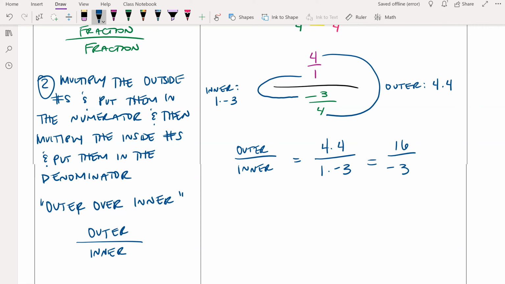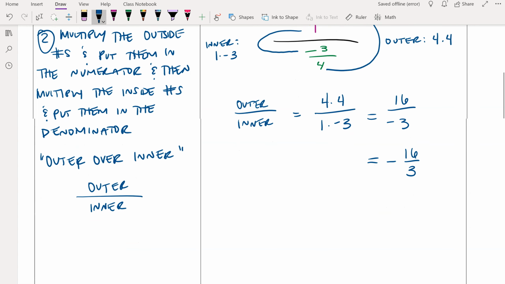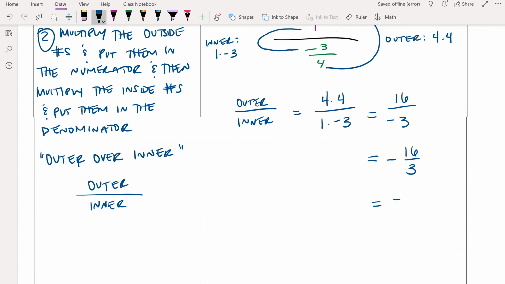Outer over inner. And we check, can we simplify our fraction anymore? 16 divided by negative 3. No, we cannot. Just as a heads up, y'all, this can also be written as, you could take this negative and put it out front. So we could also write it as negative 16 divided by 3. Or you could see this fraction written as negative 16 over 3. So basically, moral of the story, your negative can be in the denominator, it can be out in front, or it could be in the numerator.